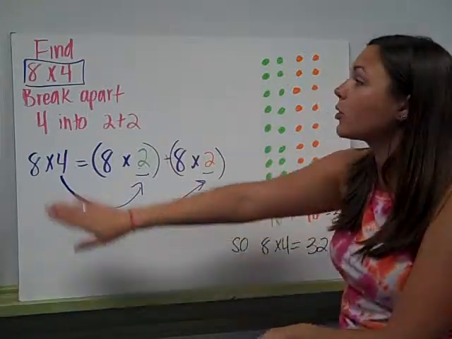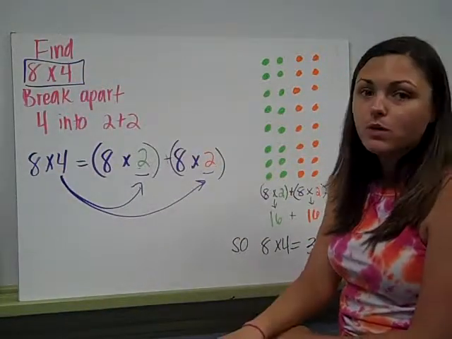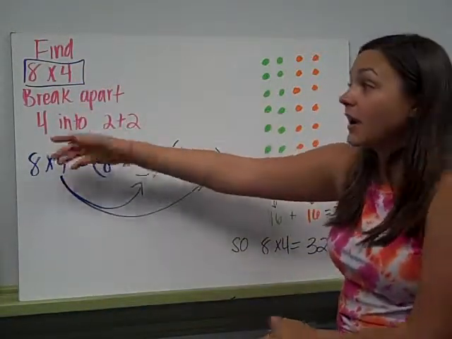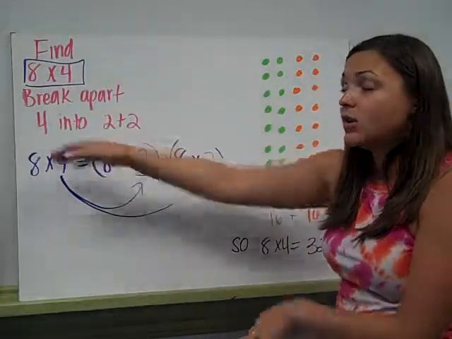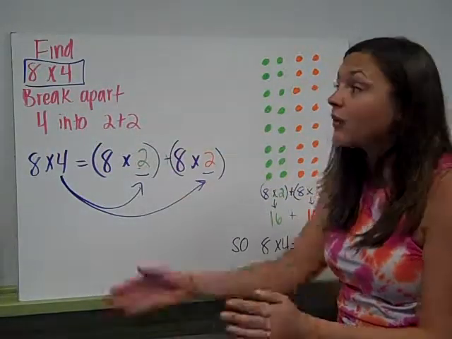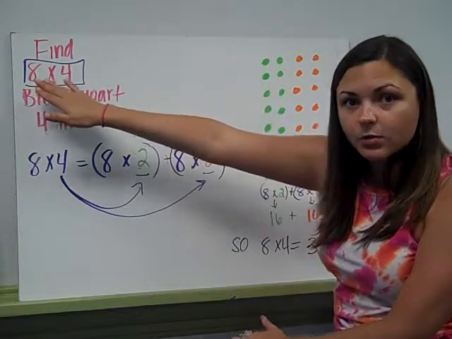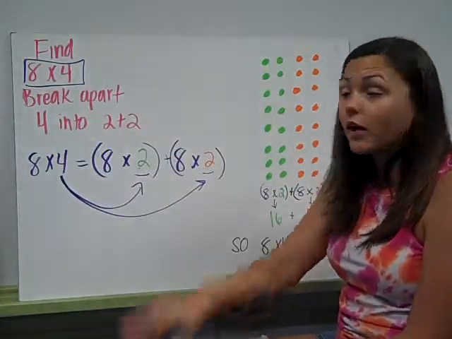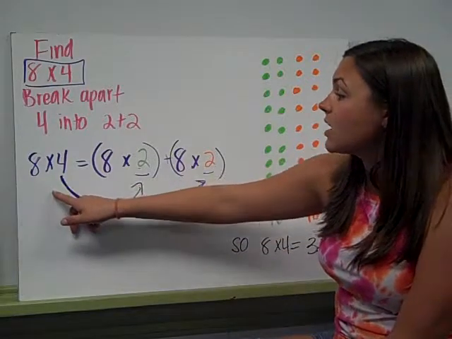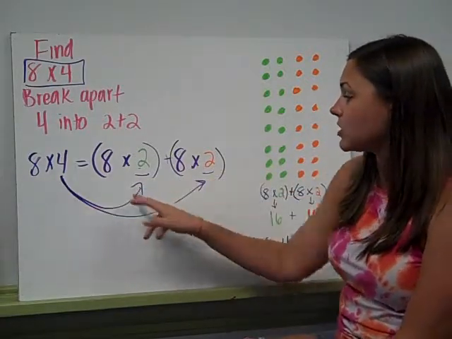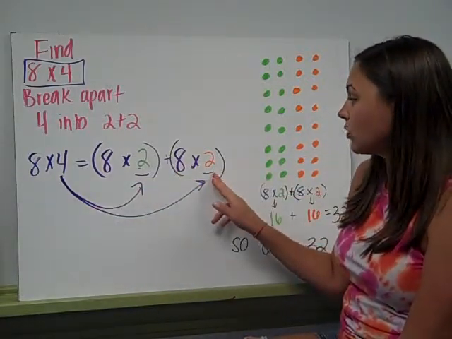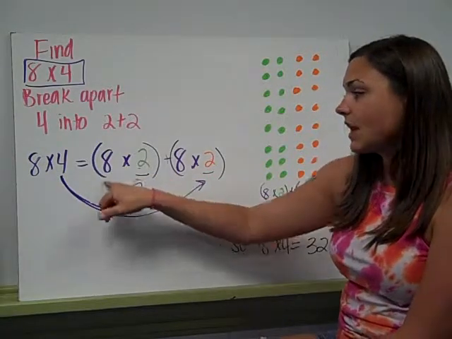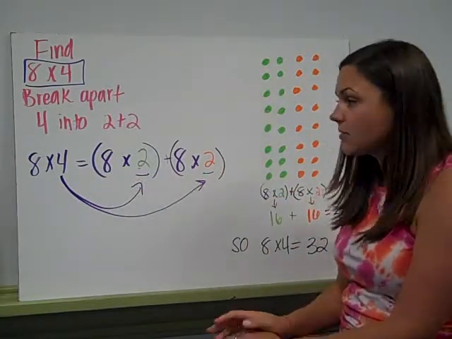So on this problem, we're going to find 8 times 4. We're going to break apart the 4. Now I could choose to break apart the 8. Nobody's stopping you from doing that. If you don't know your 8 facts and you rather break apart the 8, then that's totally acceptable. However, we're going to do 4 on this slide. So I have 8 times 4, and I'm going to break the 4 up into 2 plus 2. See how my 8 remained the same in both smaller problems.